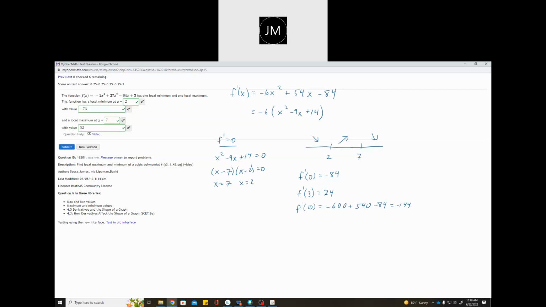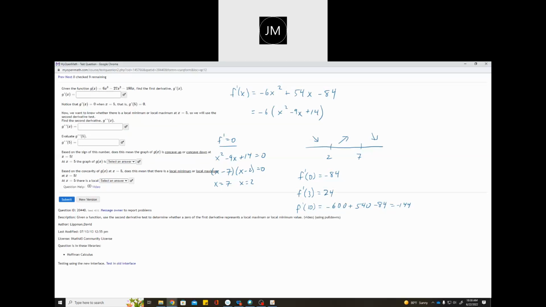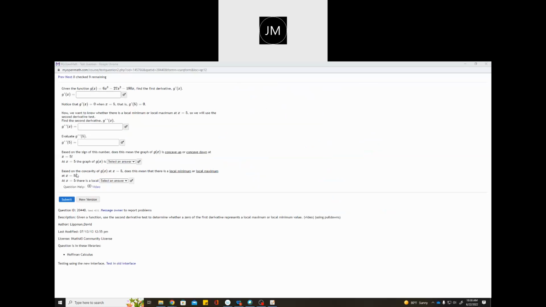All right, 4-5, number 12. Given the function g of x equals 6x cubed minus 27x squared minus 180x, find the first derivative g prime of x. Okay, so let's do that first. I'm going to differentiate using the power rule. So 3 comes down, so we'll get 18x squared. The 2 comes down, so it's minus 54x, and then minus 180.